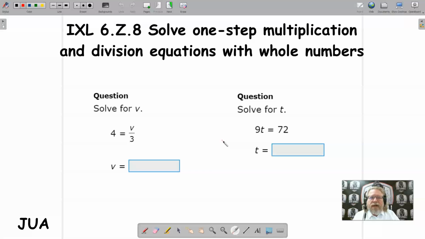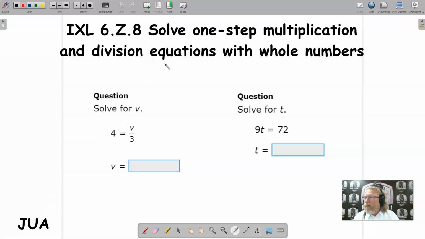Hello. This video is for IXL activity 6.Z.8. It is titled Solve One-Step Multiplication and Division Equations with Whole Numbers. The three-character code for this activity is Juliet Uniform Alpha, JUA.